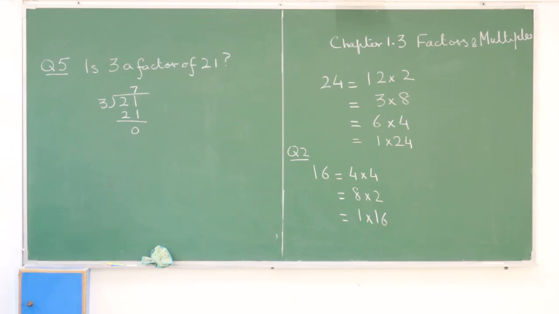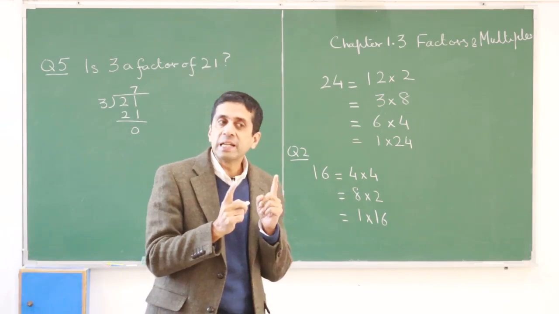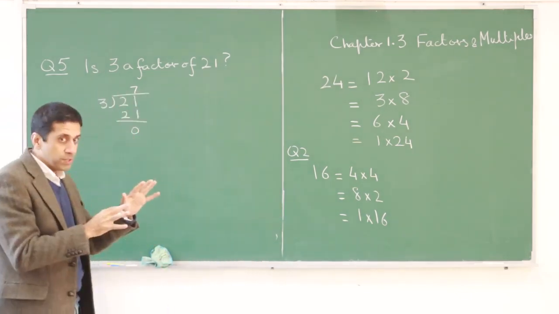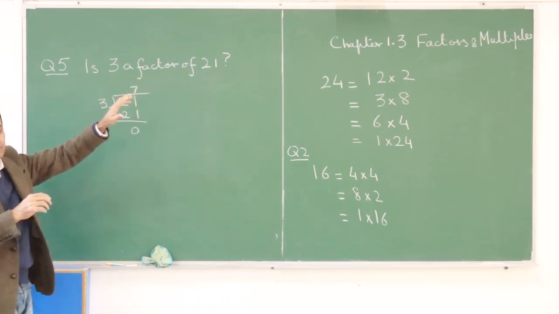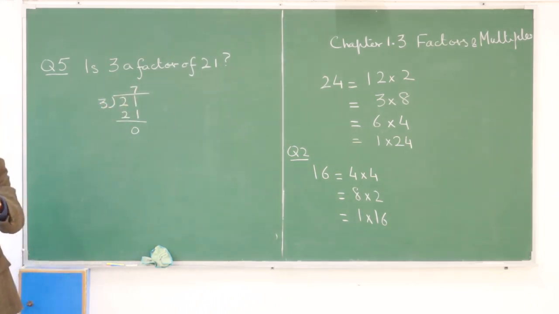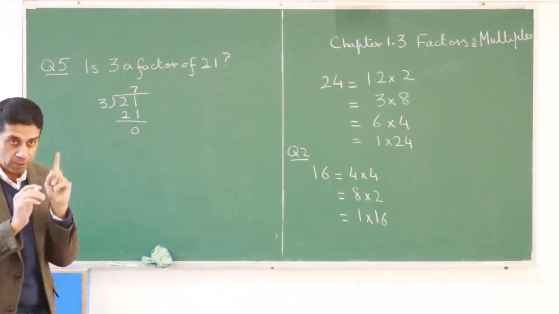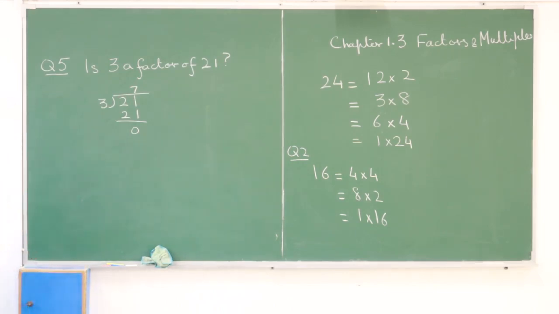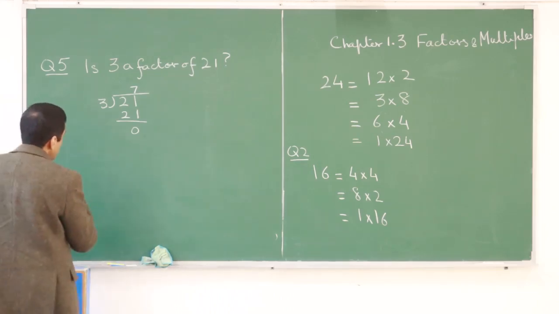Sure, but first of all, the question does not want you to find the second factor. It's not the question, so I don't care about the second factor. Is 3 a factor of 21? The answer is either yes or no. That's it. So you don't care about the second factor. That's the first thing: the question does not demand it. But what you are saying and what I am saying is roughly exactly the same thing.